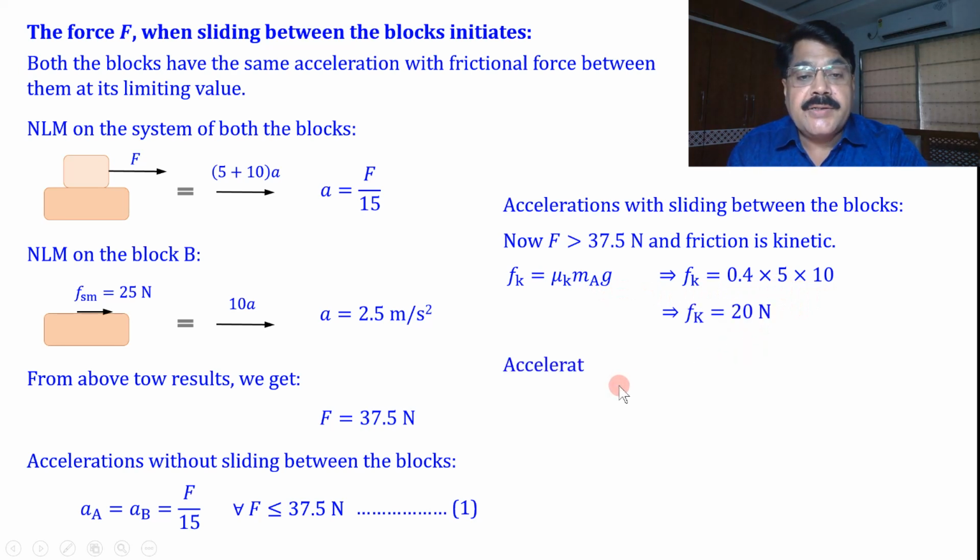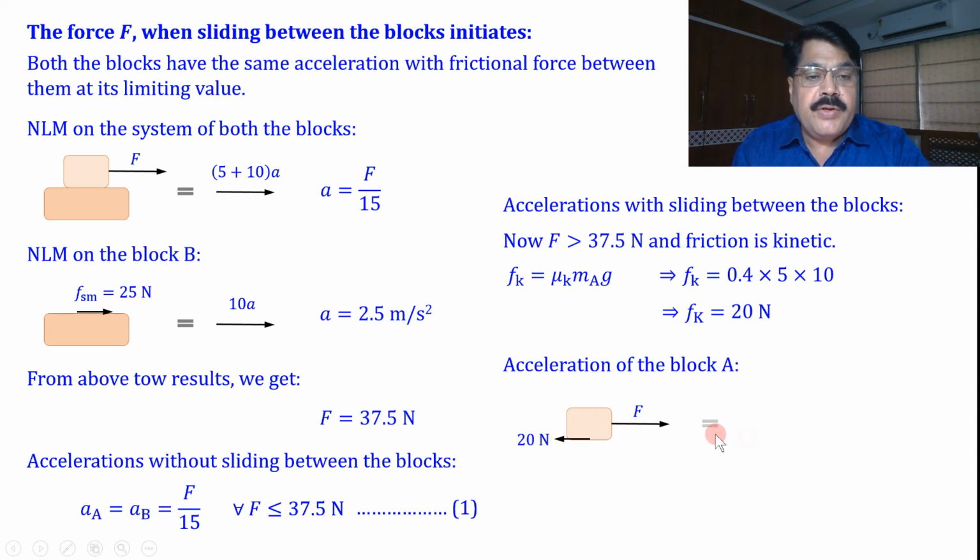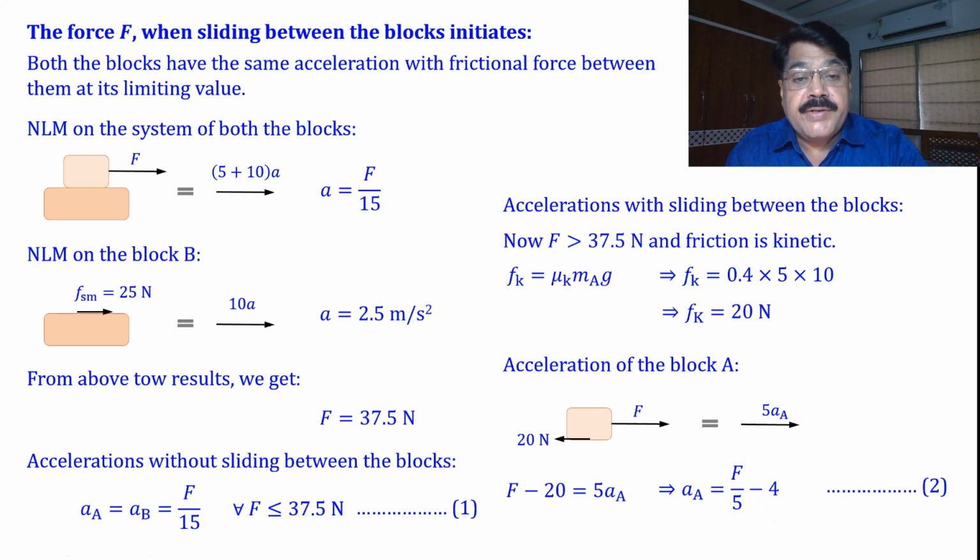Now the acceleration of block A. So we draw the FBD. So the applied force F and there is kinetic friction. We are not showing the vertical forces. So here this is equal to 5 A of A. So you can write F minus 20 is equal to 5 A of A. So A of A is equal to F upon 5 minus 4. Let us call this equation number 2. Now it remains to decide the acceleration of block B.